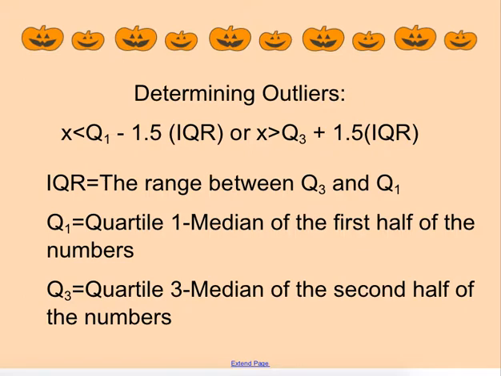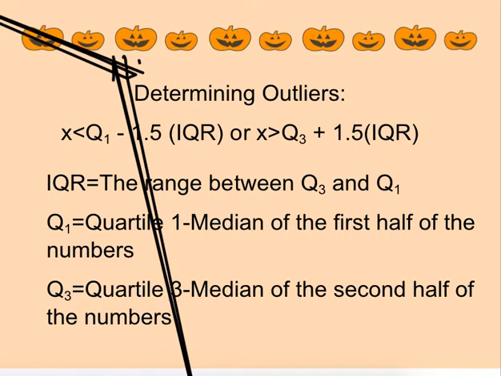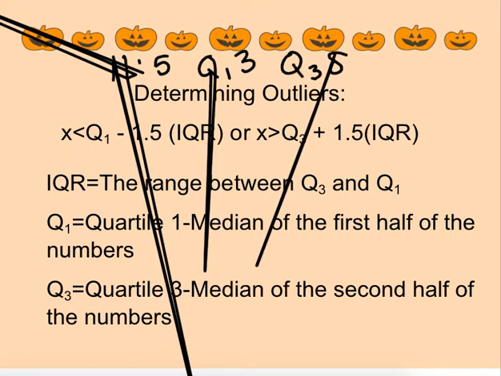Now, sometimes with a set of data, I might have some outliers. And to determine these outliers, I'm going to have to use these formulas. Now, to know what these mean, first I need to know what the IQR is. This is the interquartile range, which is the range between quartile 3 and quartile 1. Now, in our last example, we had our median at 5, our quartile 1 at 3, and quartile 3 at 8. And so I'm going to use these to decide, in the last one, did we have any outliers?